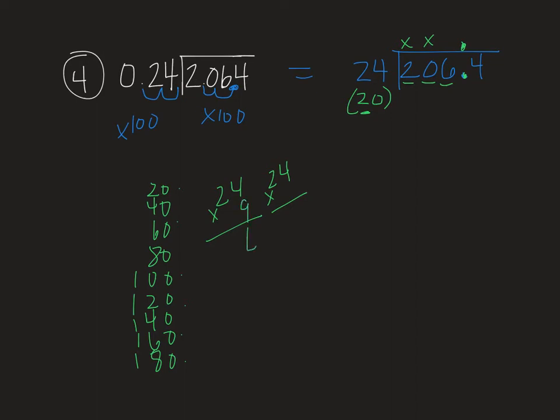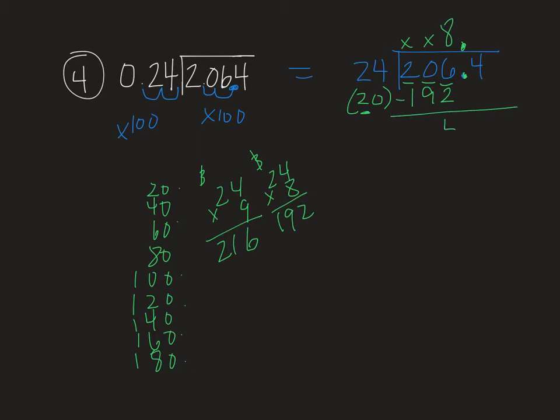9 times 4 is 36. Carry the 3. 9 times 2 is 18, 19, 20, 21. 24. 9 groups of 24, too much. So what do? Try 8 groups. 8 times 4 is 32. Carry the 3. 8 times 2 is 16, 17, 18, 19. Yep, 192 will get me there. So I can make 8 groups of 24, which means that I have grouped up 192 out of that 206.